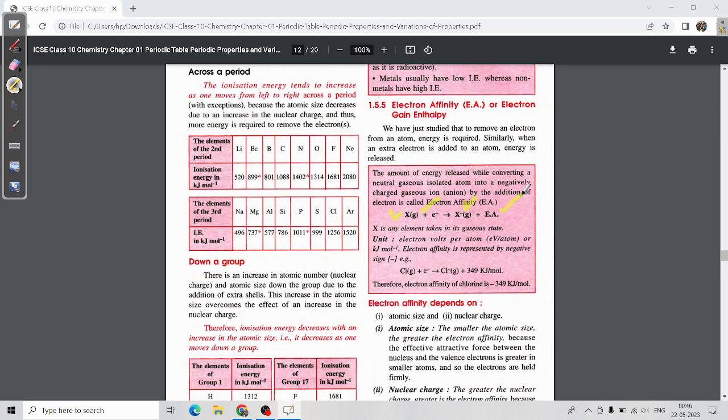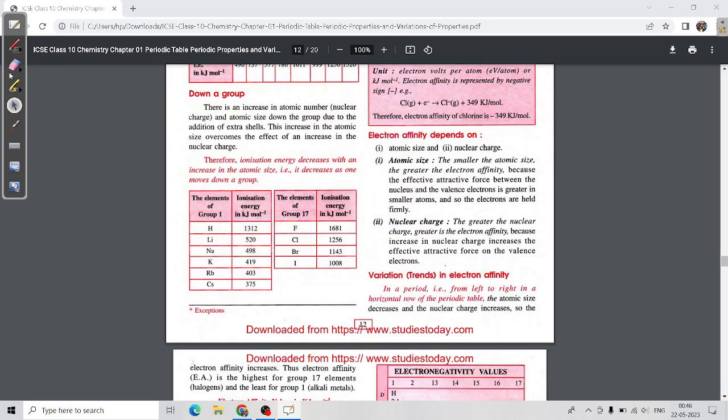Okay, or electron gain enthalpy, it will release. Now here are the same factors that electron affinity depends on: the atomic size and the nuclear charge, and there is the same reason for it. The smaller the atomic size, the greater is the electron affinity, and the more the nuclear charge, the more is the electron affinity. So there is no need to explain it again.